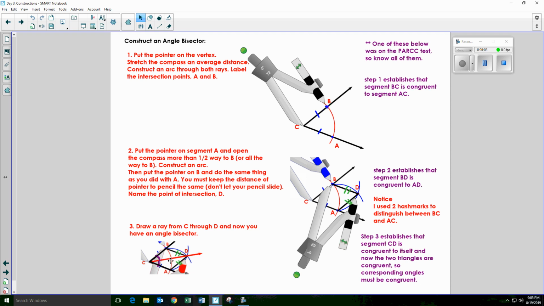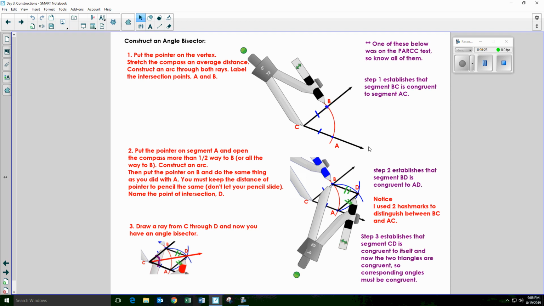Now I didn't put 3 hash marks on here. I could have done that. I just didn't want to mess up the drawing so it was so confusing to you. But I would normally have 3 hash marks on there. I've already used 1, 2, and now 3. And that third step is establishing that segment CD is congruent to itself. And that's what it says right here.